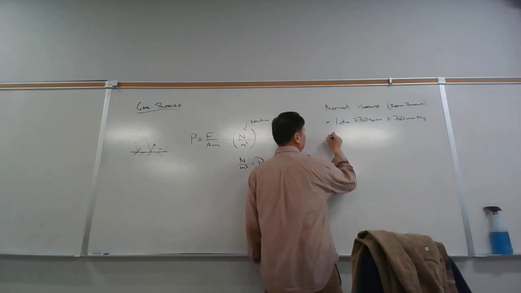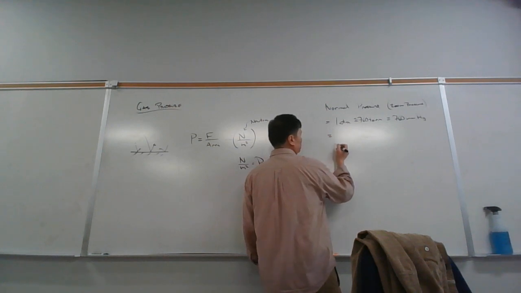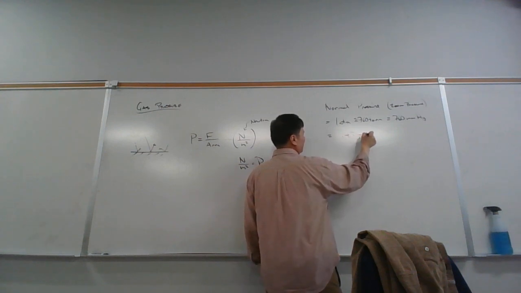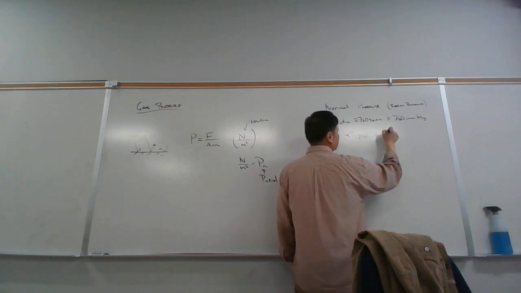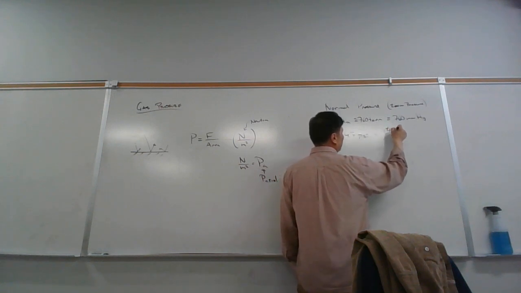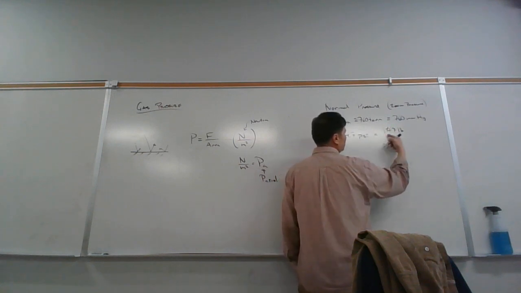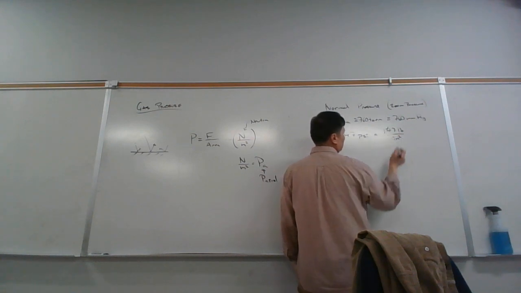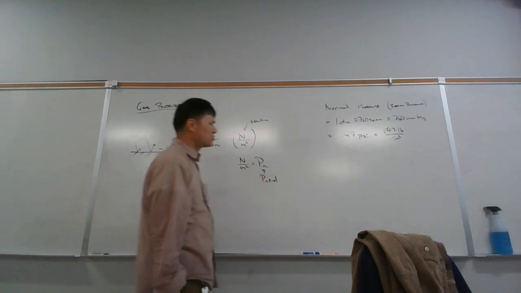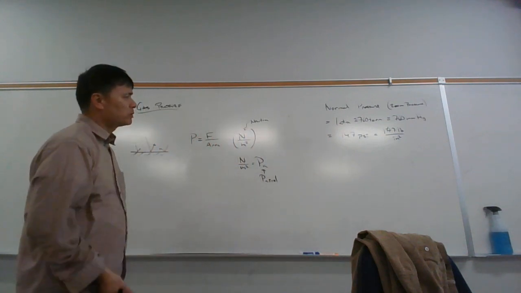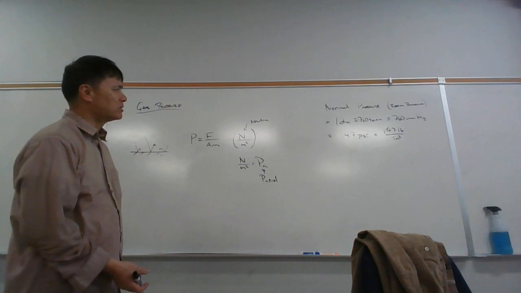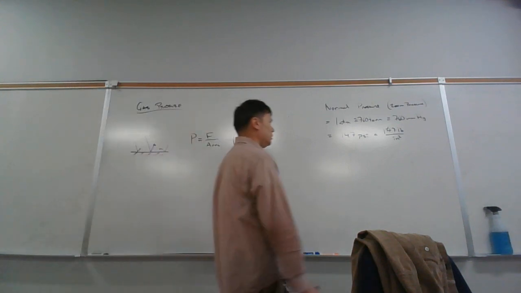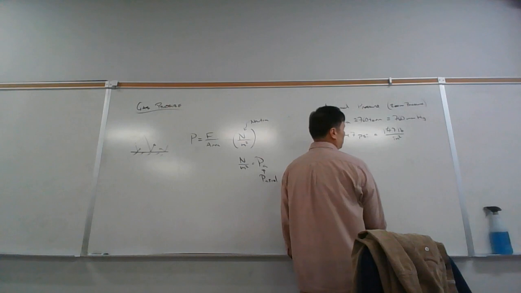Which is equal to 14.7 psi. 14.7 psi is equal to 14.7 pounds of force per square inch. Not in terms of meters. If we had square meters, it'd be more. But 14.7 pounds of force per square inch. Pounds would be another unit of force or weight.